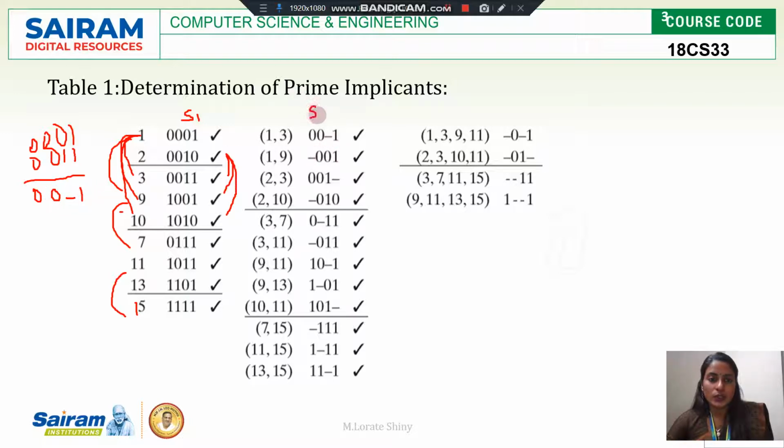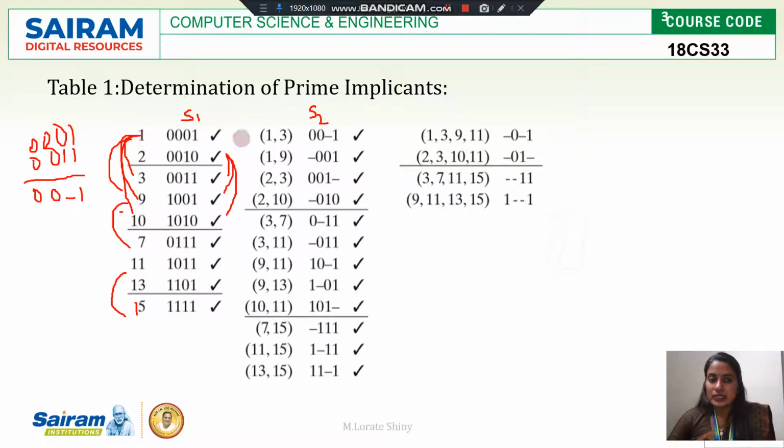You can write this in stage 2. So same way you have to complete everything and you will get stage 2. So the stage 2 condition is you should get only a single dash. Okay. Now after getting stage 2, you have to compare stage 1 minterms with stage 2 minterms, to see whether all the stage 1 minterms are covered by stage 2 minterms or not.